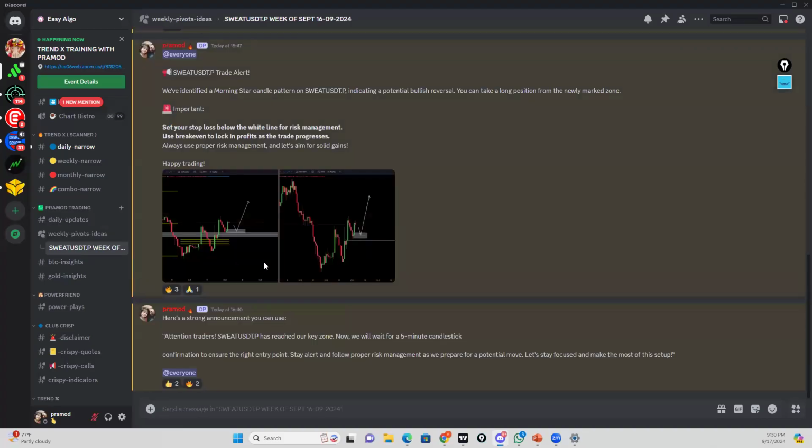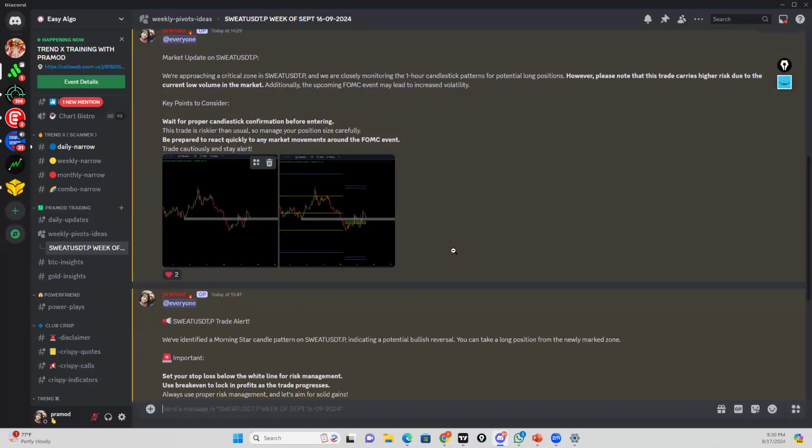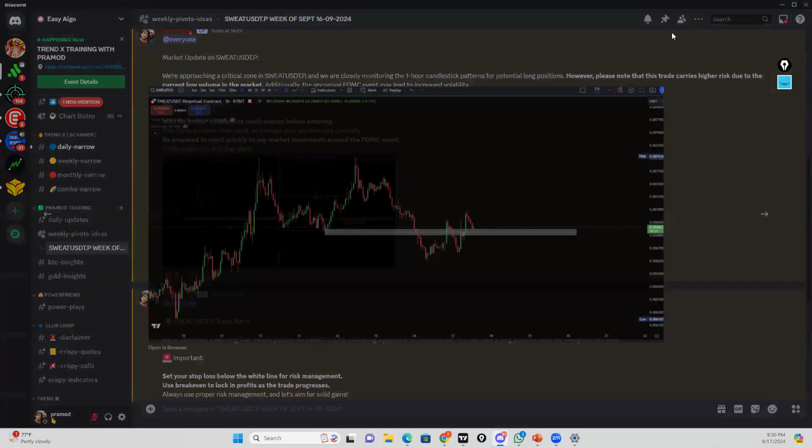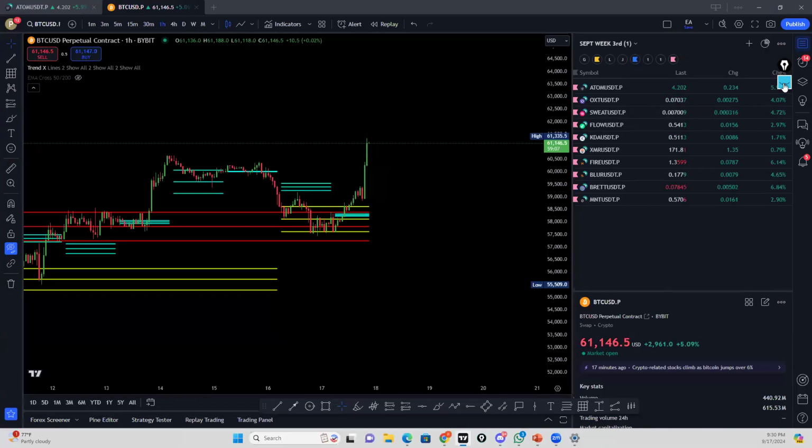I'll be posting what's happening in the market here. I'll be giving the update, I'll mark zones, I'll be helping there. So after that, these 10 tokens, we'll discuss on Monday, each token. Yeah, we'll discuss there.